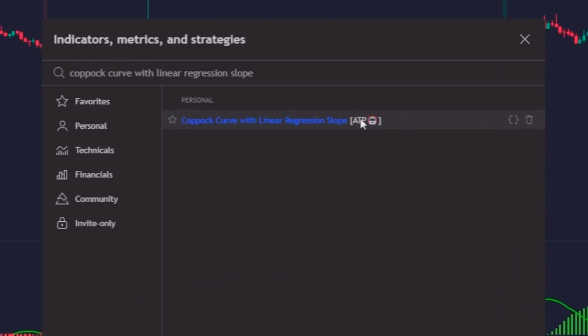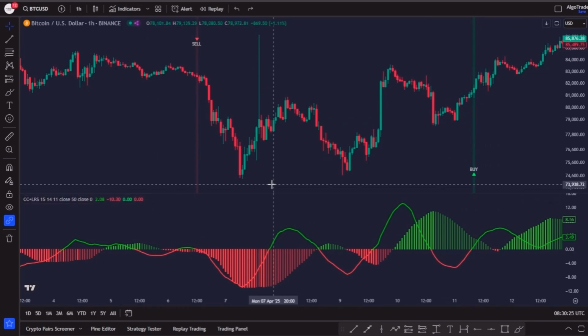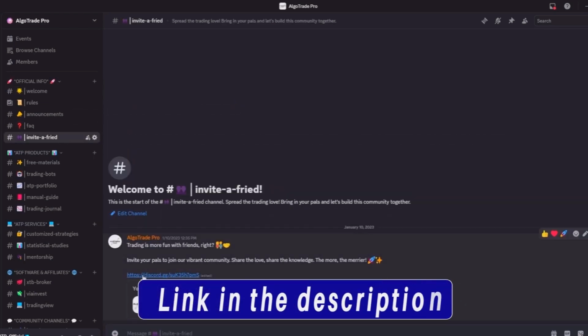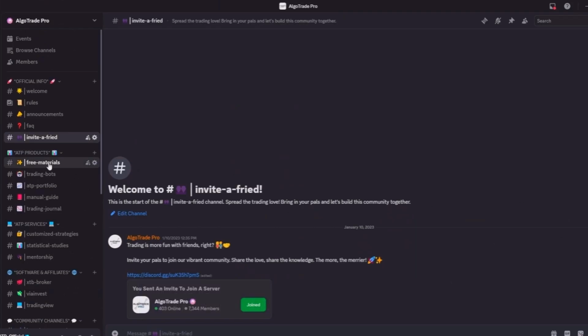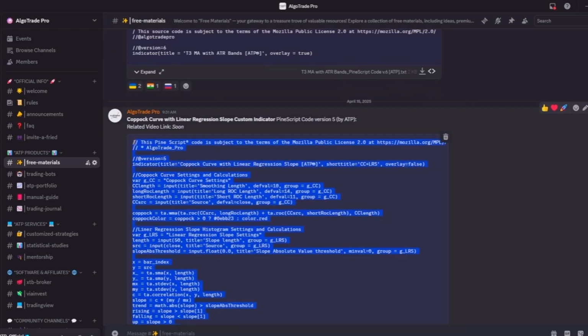Now, although this custom indicator isn't published on TradingView's public library, you can still use it completely for free. All you have to do is to join my free Discord community, the link is in the description below, head over to the free materials channel, and there you will find the full Pine script code.